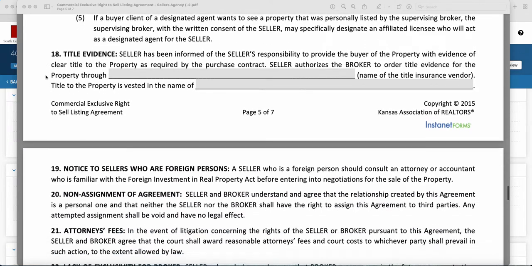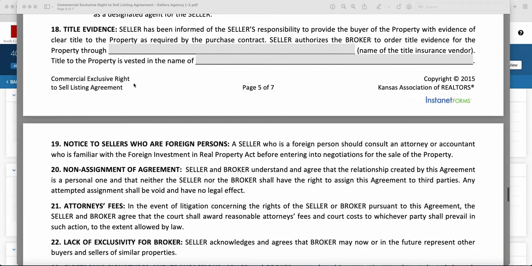Title evidence. This is where you can have the opportunity to put in here that, hey, seller authorized us to pre-order title evidence. I'd recommend doing this so that everything's prepared and that there's no snags that come up. For example, especially in commercial deals, sometimes there's been sales that have happened and maybe a signature got missed and you want title already pre-done.